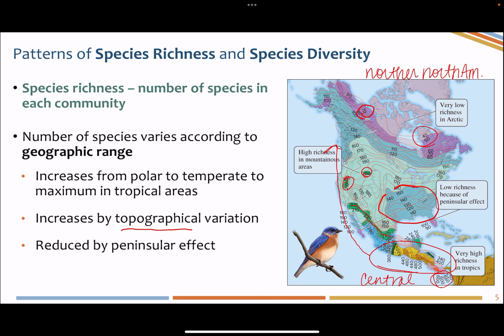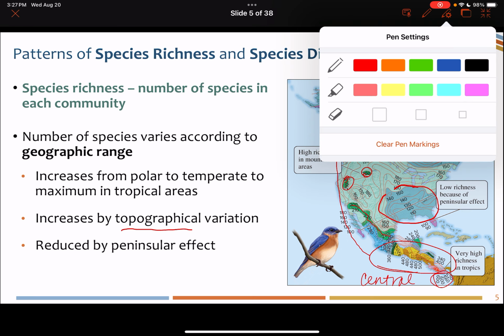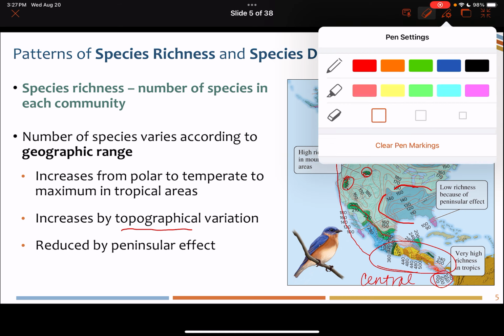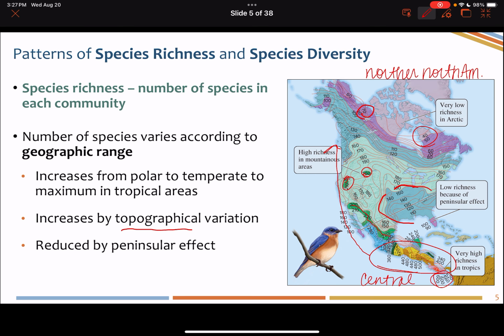We may also have something called the peninsula effect. So if we look at Florida down here, we'll see that our species richness actually decreases towards the end of the peninsula. So what's happening here is that animals or plants, whatever organisms we're looking at, are spreading out from areas of high diversity as they colonize those peninsulas. Now the environments on those peninsulas become less diverse.